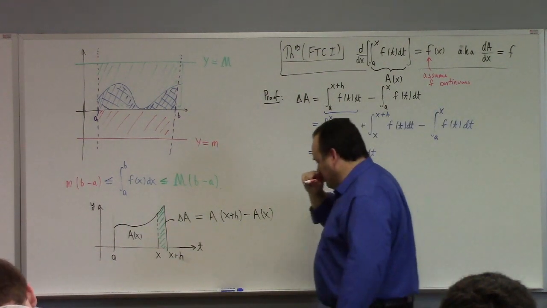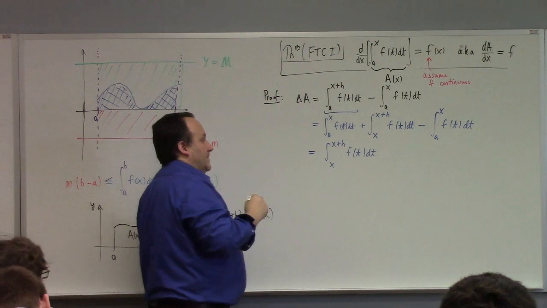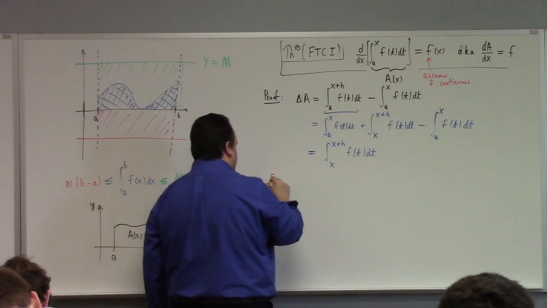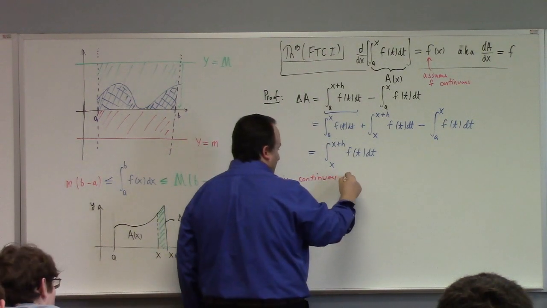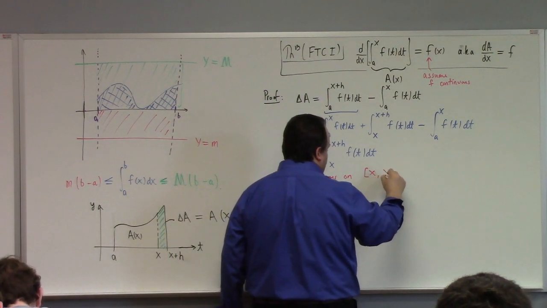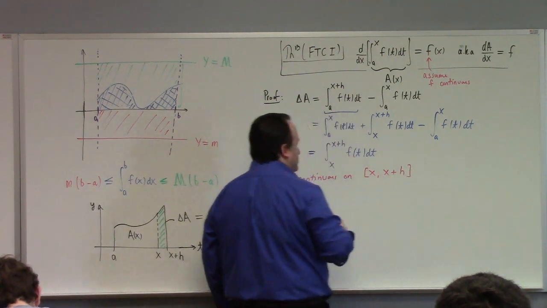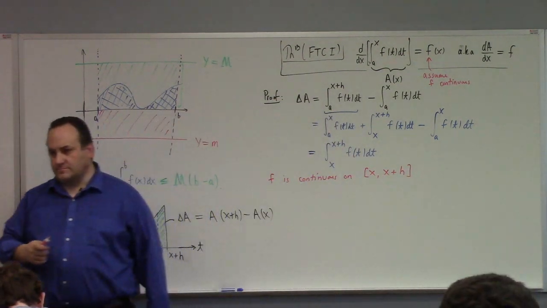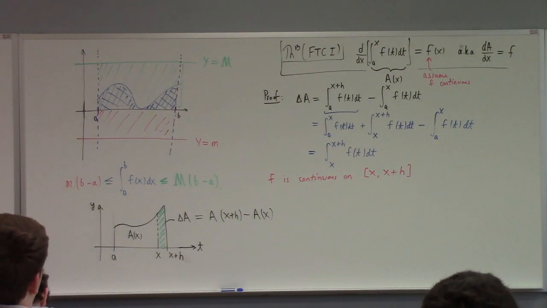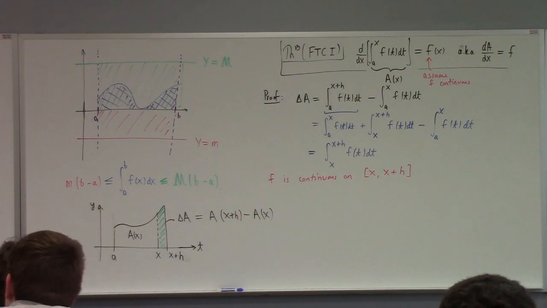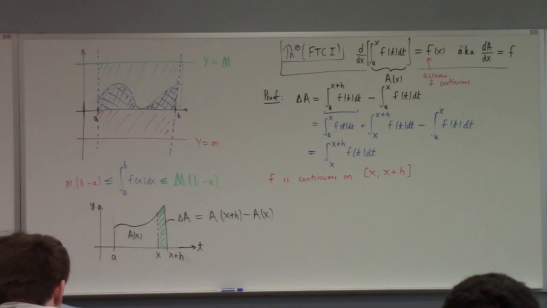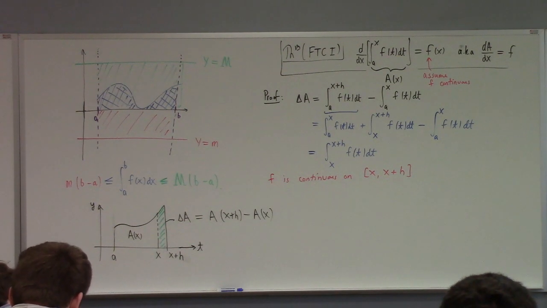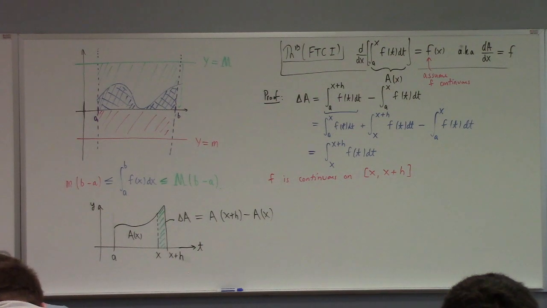So we have f is continuous on the closed interval x to x plus h, right? Now, here we start to get into some issue of notational clarity. Does h have to be positive? For my pictures to be reasonable, h has to be positive, right?